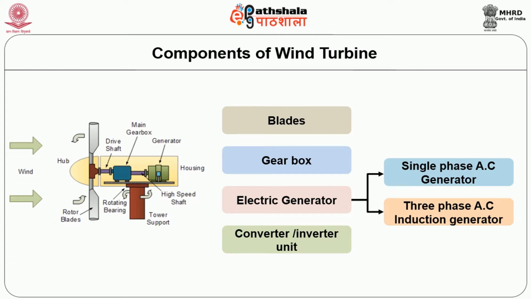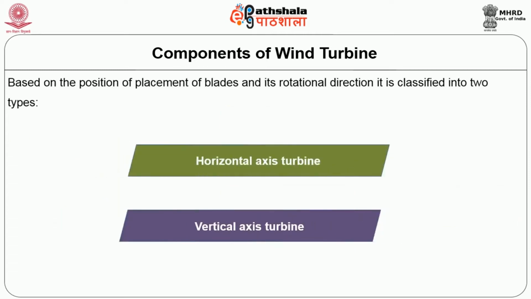Types of wind turbines are based on the position of placement of blades and its rotational direction. It is classified into two types: horizontal axis turbine and vertical axis turbine.